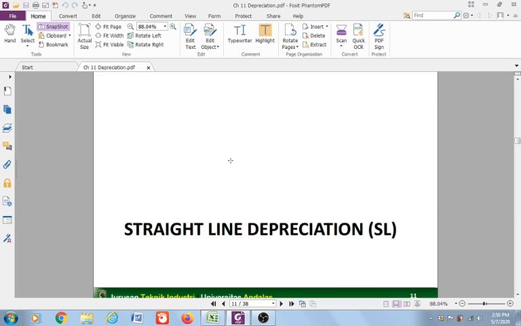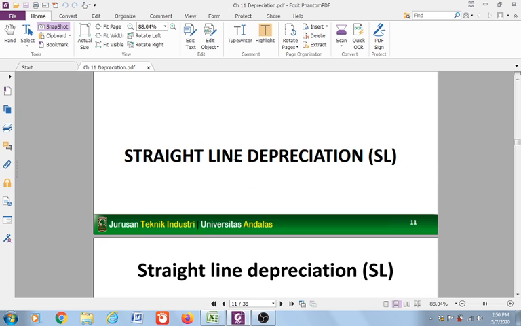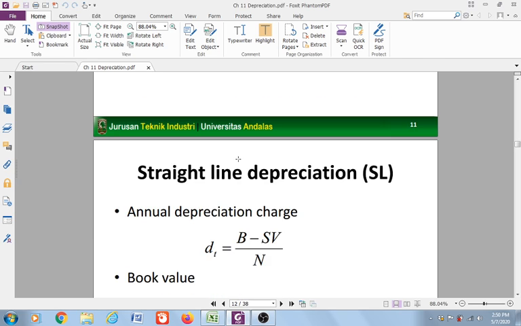So we will start applying the first method in calculating the depreciation of an asset, and that method is the straight line method. So this is the first method that we're going to learn.